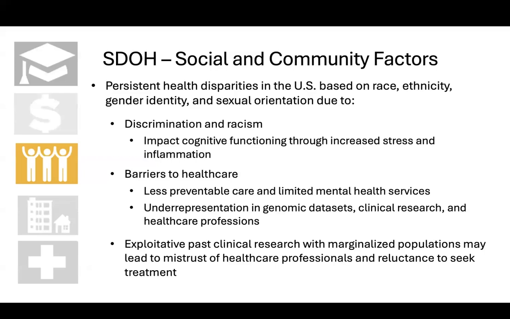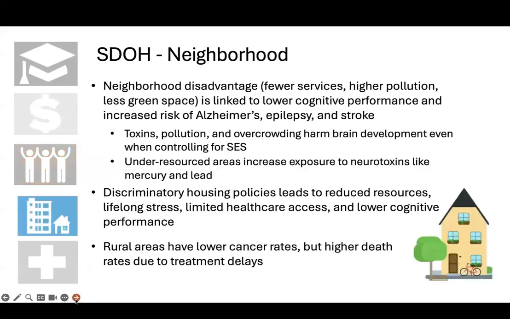And then our last social determinant of health we'll be talking about today: neighborhood. Neighborhood disadvantage, or areas that have less services, higher pollution, less green space, pedestrian walkways, is linked to lower current cognitive performance, as well as increased risk of Alzheimer's disease and dementia, as well as neurological disorders, including epilepsy, and cardiovascular outcomes and stroke.